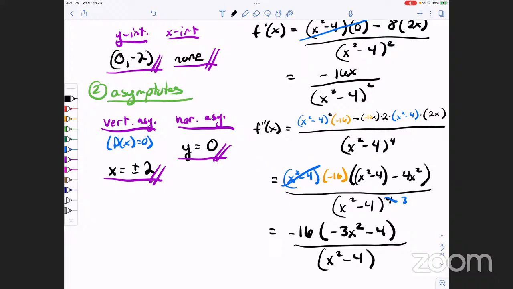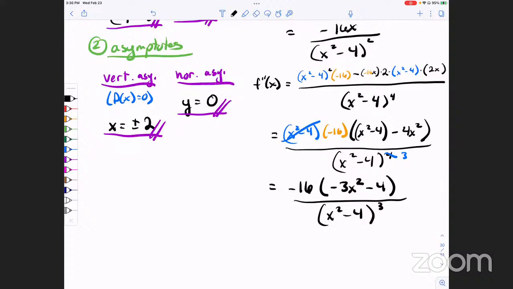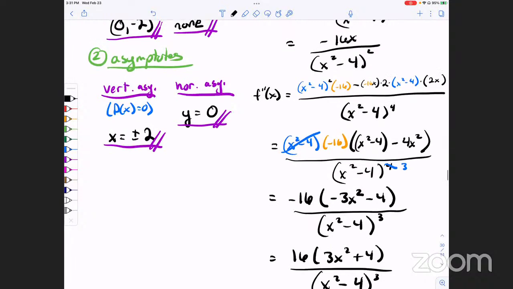Back again, I don't see anything. I mean, you could factor out a negative from the top, and then you can pretty much write it like 16 times 3x squared plus 4 over x squared minus 4, to the power of 3. Oh, that's a difference of squares. That's x, but that doesn't, I don't think anything cancels. So we're gonna let that be.